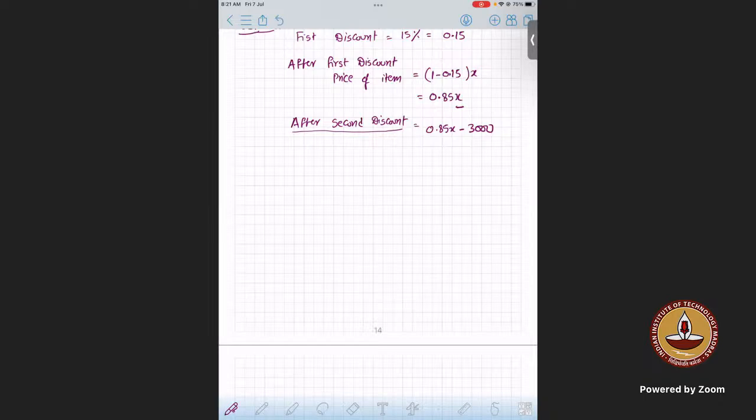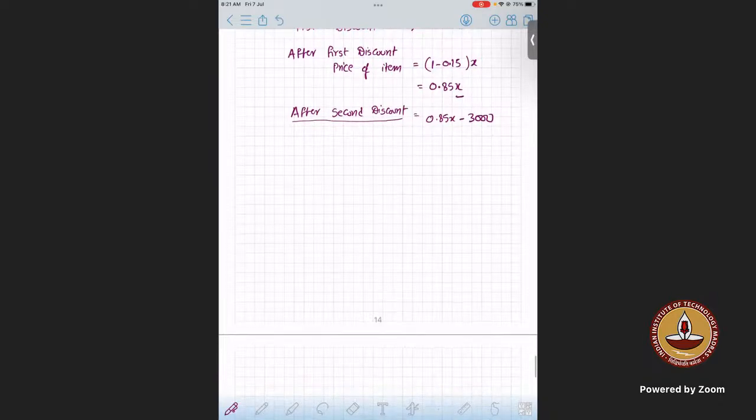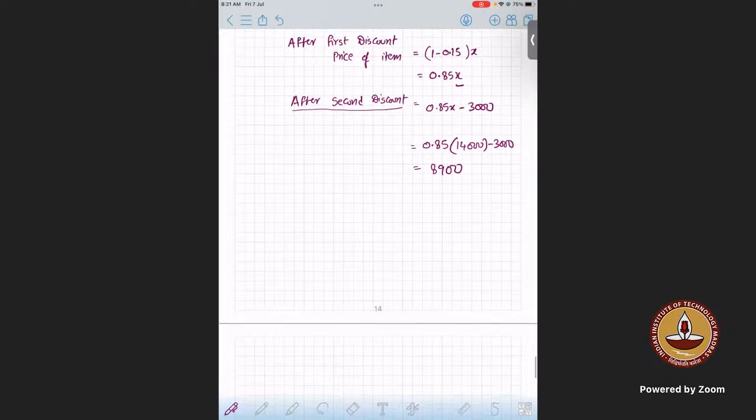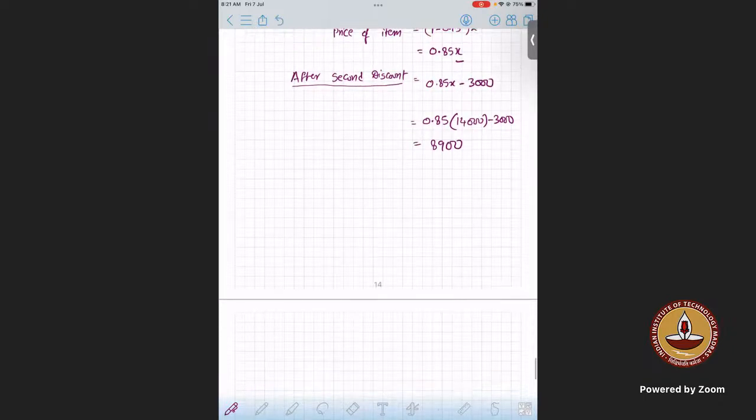The final cost is after the second discount. They gave the MRP of the item, so we put X as 14,000 minus 3,000. Then it gives us 8,900. Okay. Now I am doing the same problem another way. Listen carefully.